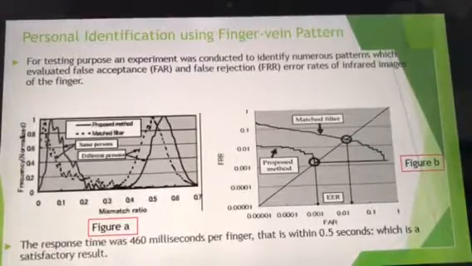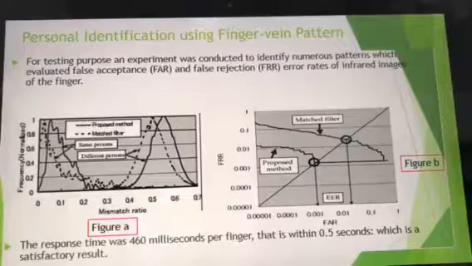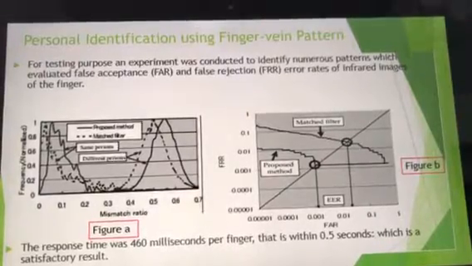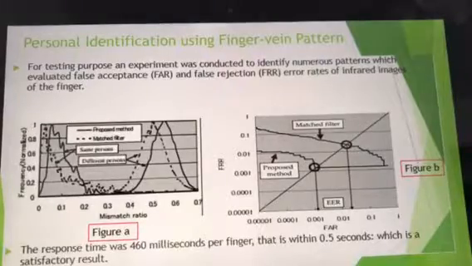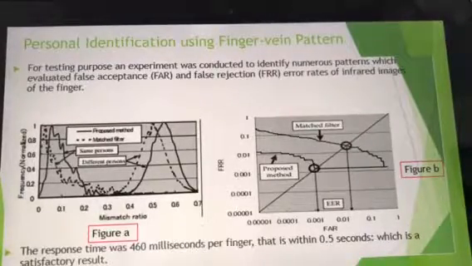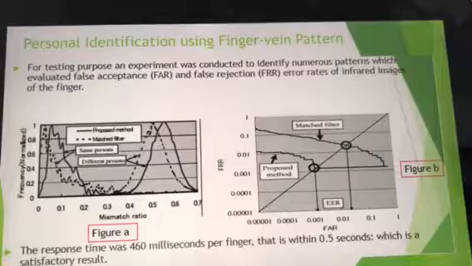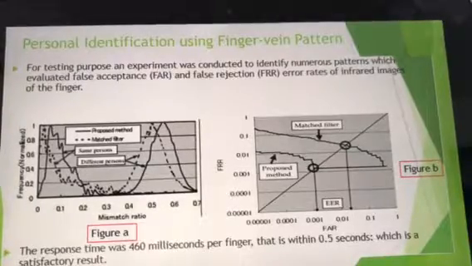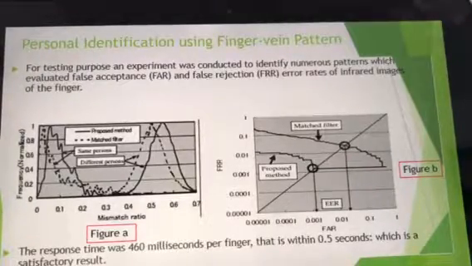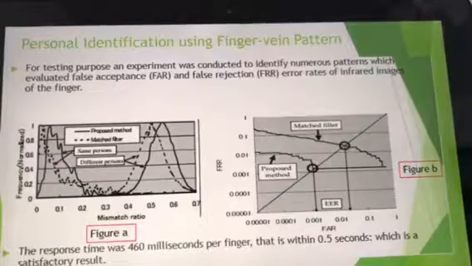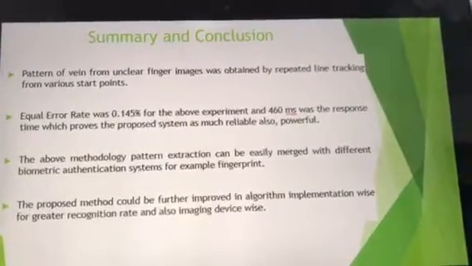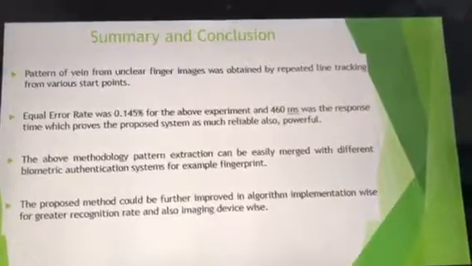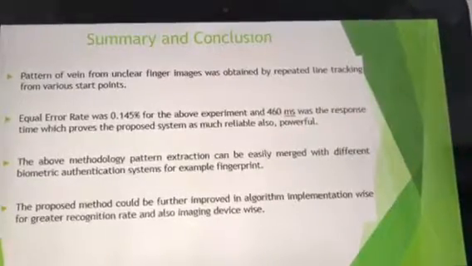The time response was 460 milliseconds per finger. That is within 0.5 seconds, which is a satisfactory result because the conventional methods take about 120 to 130 seconds to unlock or to recognize the user, and using the finger vein pattern, it was reduced to just 0.5 seconds. Now before the summary, I'll show you the code, how it works.